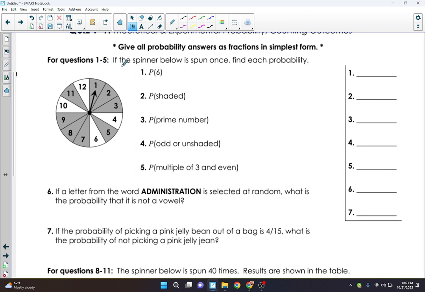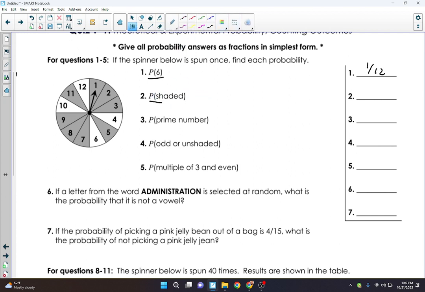All right, so for question 1 to 5, you're using the spinner. So what's the probability of getting a 6? Remember, P of 6 just means the probability of getting exactly 6. There's only one 6 here, so it's one possible winning slot from 12 total slots. So your probability is 1 over 12. Again, you can leave it as a fraction. If you really want to change it to a decimal or percentage, that's fine.